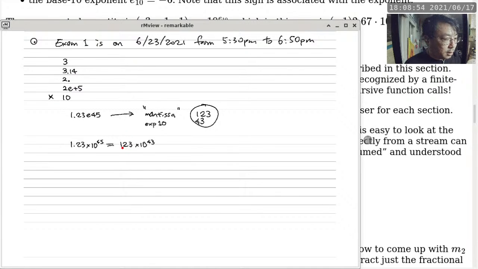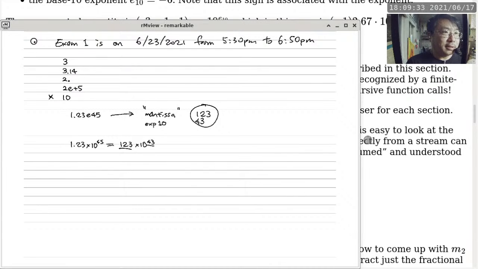One member of a structure is remembering the 123, which is what used to be the mantissa, all the significant digits of the mantissa. And then we also have another part of the structure to remember the exponent of 10 being 43. I know this is a really long and windy explanation, but is that making sense? Maybe.